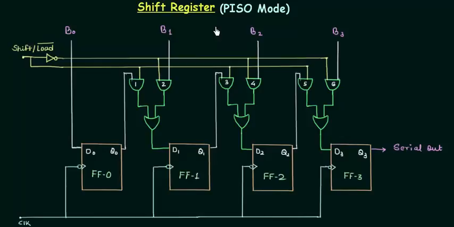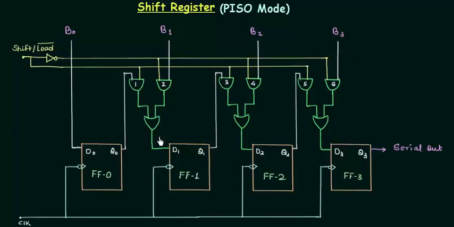In this lecture, I will teach you parallel input serial output mode of shift register. It is a very easy and important topic at the same time. In this mode, the bits are entered in parallel, or you can say simultaneously. We have 4 bits, B0, B1, B2 and B3, and we need to enter them in parallel manner.